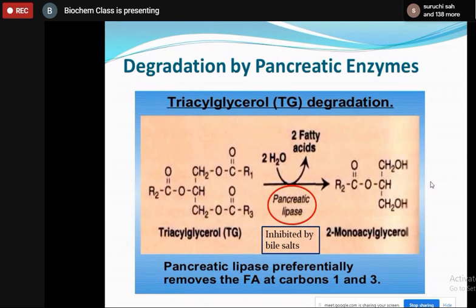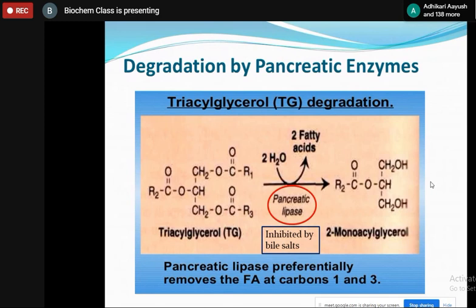Now we have all the dietary lipids which need to be digested. We've got mainly triacylglycerol, cholesterol esters and phospholipids, which need to be converted to simple absorbable forms. Firstly, let's talk about degradation of triacylglycerol.